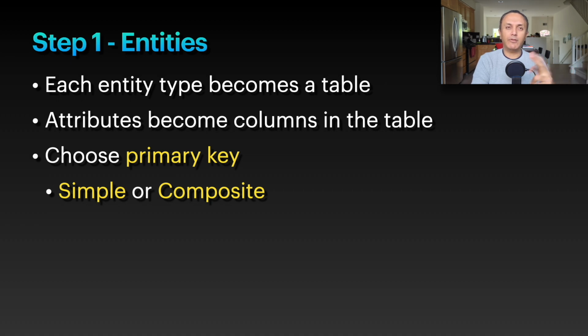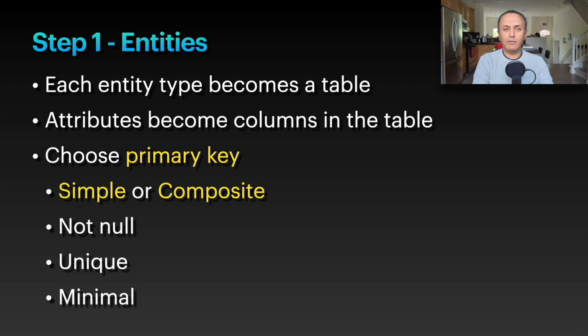Simple means that the primary key contains only one attribute. Composite means it can have multiple attributes. Primary key needs to be not null. You cannot have nulls in the primary key attributes at all. It needs to be unique across the table, so the attribute or attributes that comprise the primary key have to be unique for every row in that table. It also needs to be minimal, so it means that it does not have any extra attributes. It has the minimal amount of attributes necessary to uniquely identify a row in that table.